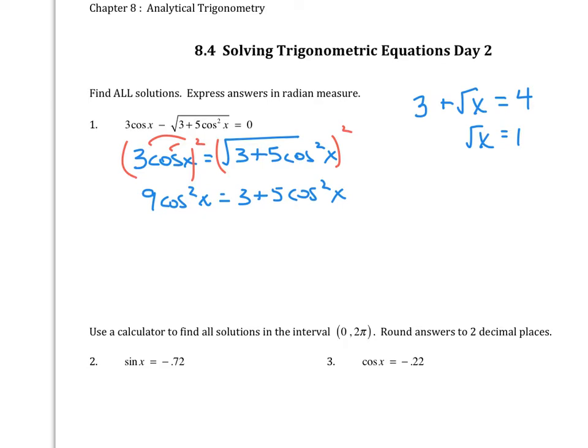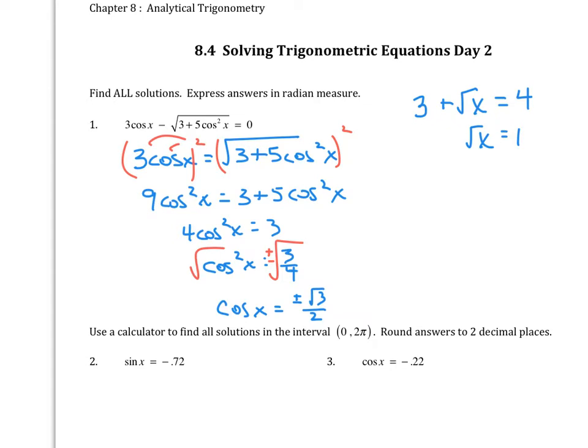Next, you want to think about combining like terms, so I'm going to subtract the 5 cosine squared over and get 4 cosine squared x is equal to 3. I'm going to divide by 4 and get cosine squared x is equal to 3/4. And then from there, I'm going to take the square root of both sides, and remember I need a plus or minus when I do that. And so I'm left with cosine of x is equal to plus or minus square root of 3 over 2.